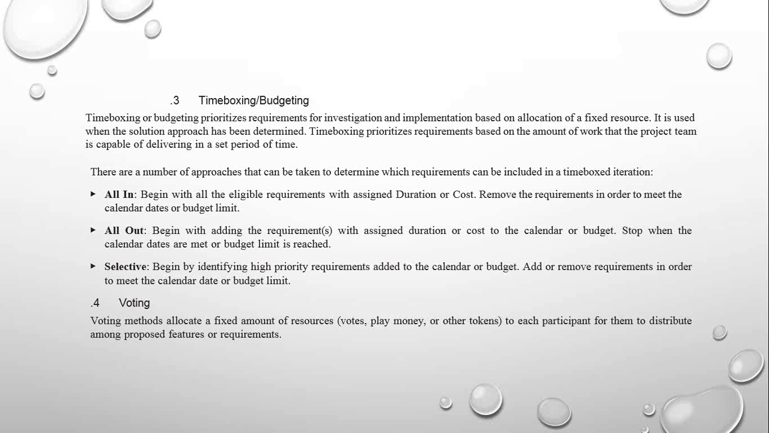Then we have voting. What exactly voting is all about? This method allocates a fixed amount of resources to each participant for them to distribute among proposed features or requirements. So it becomes very tricky when these type of situations happen. So when we say resources, what kind of resources we are talking about? Play money, any other kind of a token, or any kind of a vote.